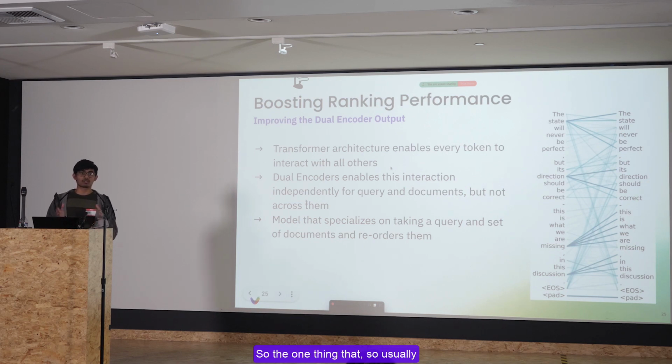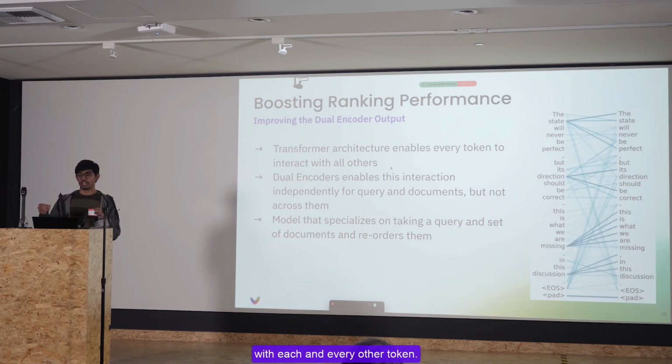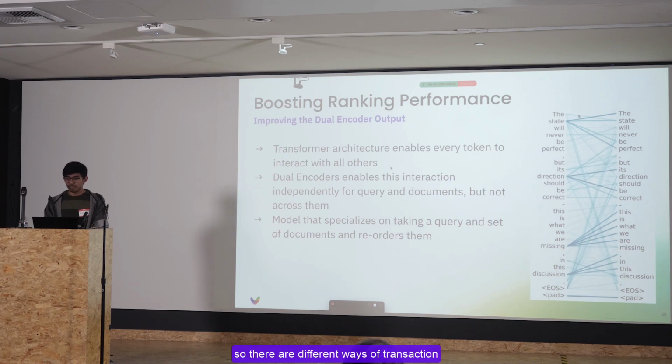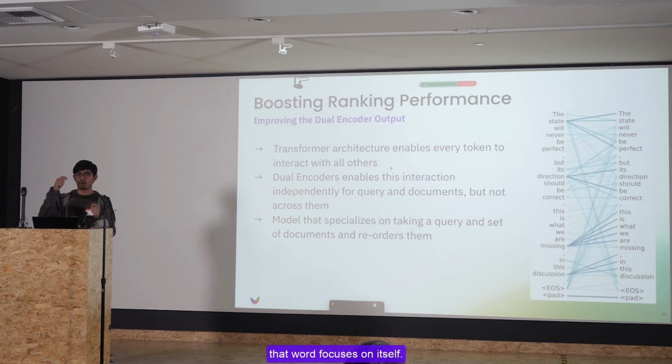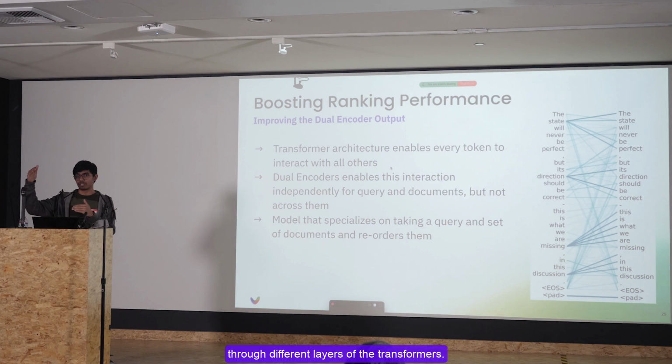For all these models, we usually use transformer-based architectures. One thing that was enabled by the transformer-based architectures was the interaction between tokens: for a given piece of text in a transformer architecture, each and every token interacts with each and every other token. In the image over here, the bolder the line is, the more heavily that word focuses on the other word. That's the self-attention operation that happens through different layers of the transformers.